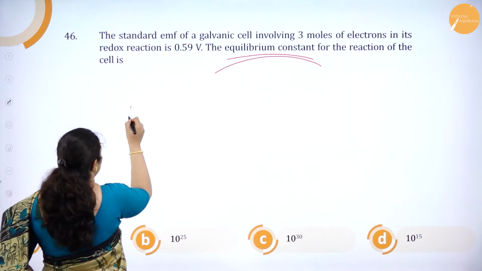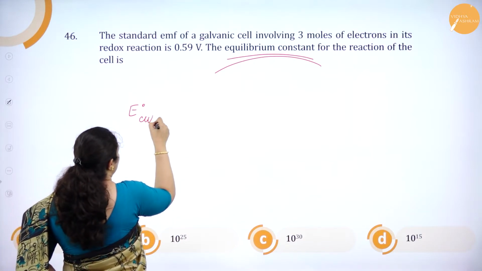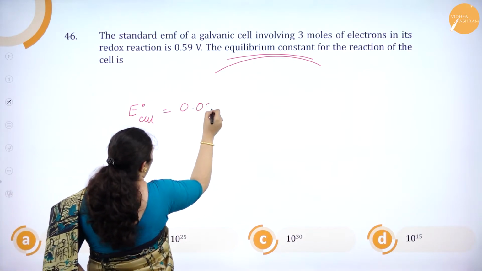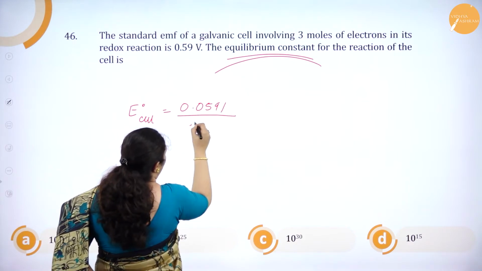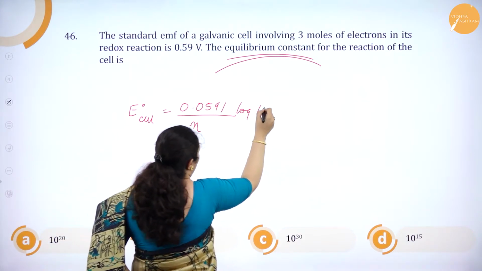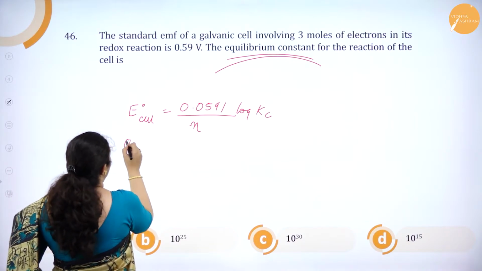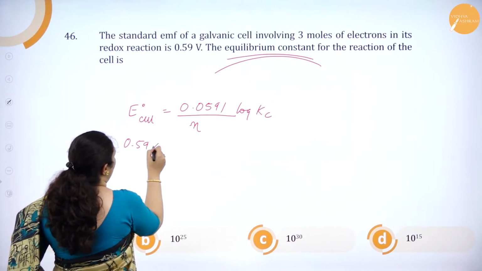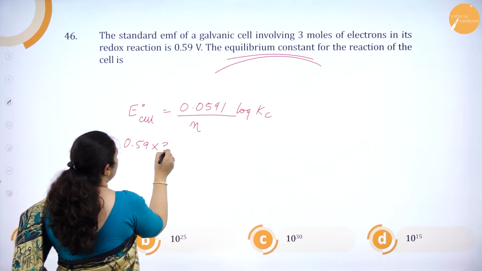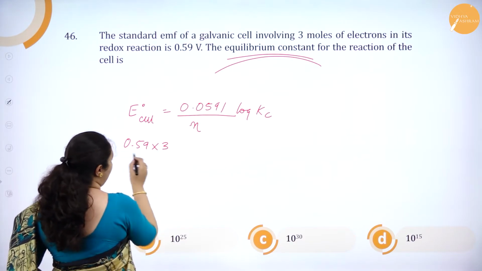And the formula is E naught of the cell is equal to 0.0591 divided by n log Kc. So E naught of the cell is given as 0.59. n, the number of electrons involved, is 3 moles. I am just rearranging it.